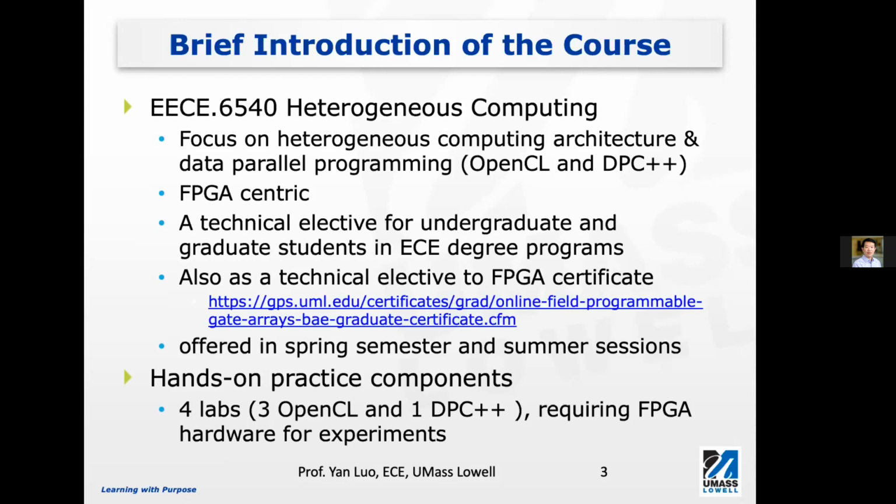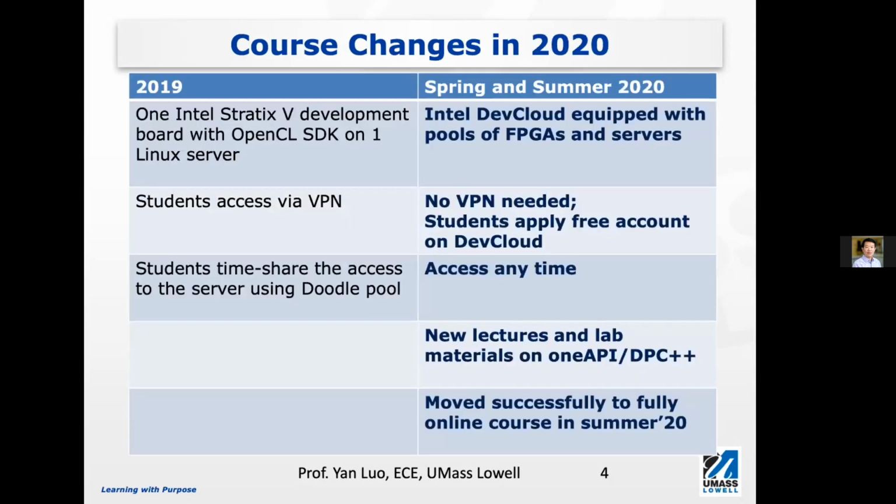Besides the lecture materials, I added hands-on practice components for this course. Currently, the course has 4 labs, 3 focused on OpenCL programming, and the last one is Data Parallel C++ or DPC++. These lab assignments require FPGA hardware, or at least some of them require FPGA hardware for experiments, and some of them we do in emulation mode, as I will explain a little bit.